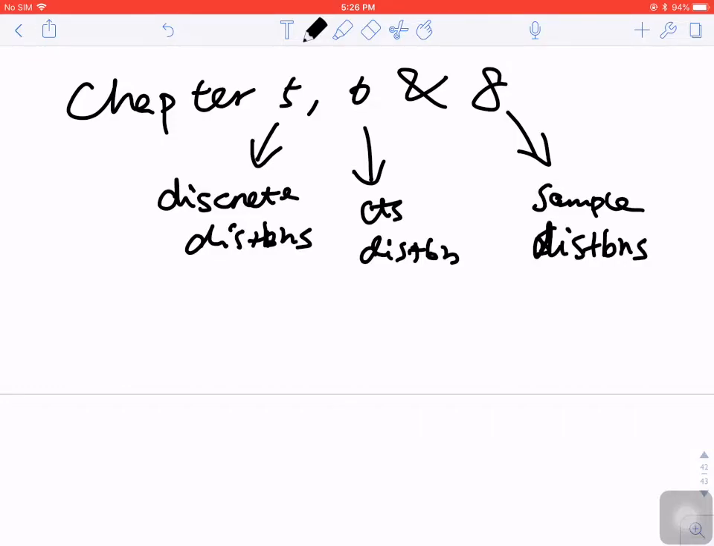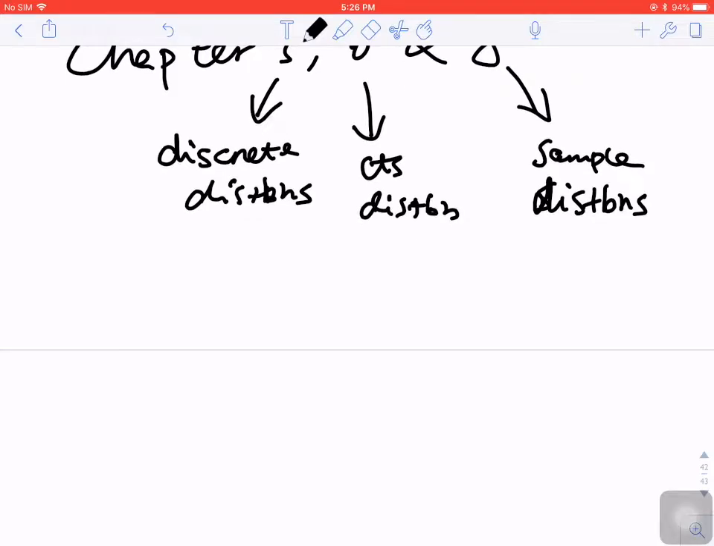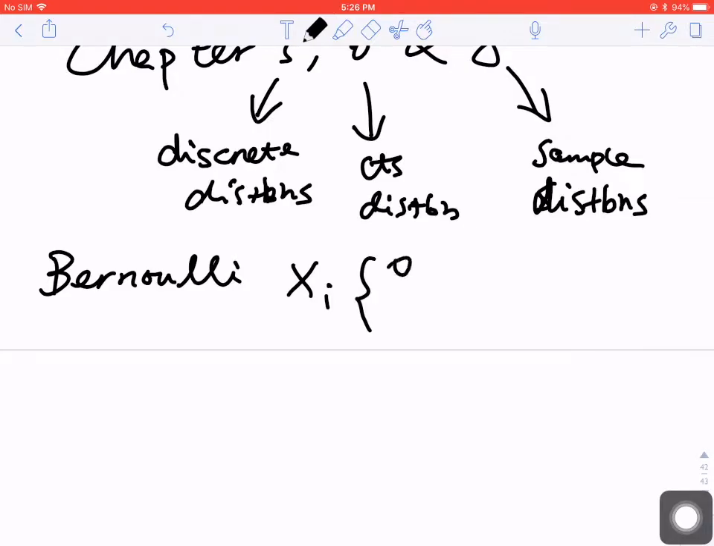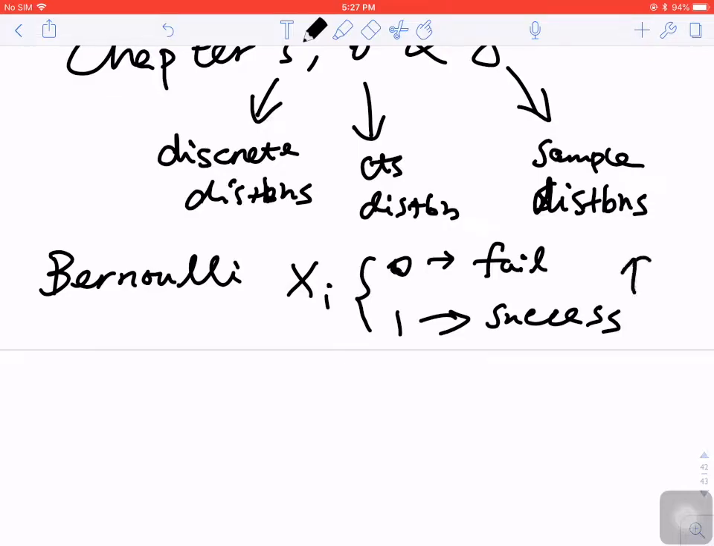Now let's have a quick review of chapter 5. In chapter 5, first of all, we introduced the first discrete distribution, called Bernoulli. A Bernoulli random variable, say xi, has only two possible outcomes, 0 or 1. 0 means a failure, and 1 means a success. It has a probability p to get a 1, which means it has a probability 1 minus p to get a 0. So this is what we call a Bernoulli random variable.